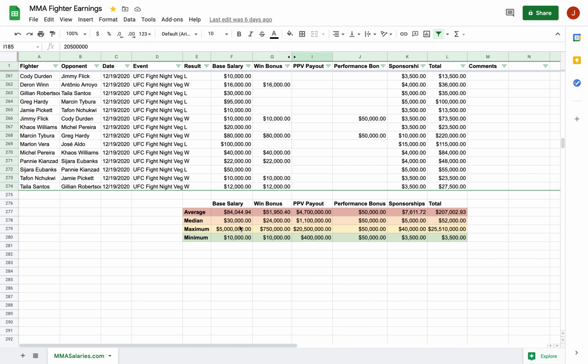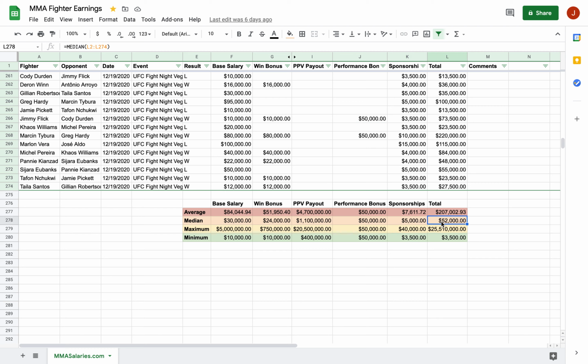So if we go back to the median, what people get is around $30,000 for the base salary. The median win bonus they get is $24,000, and the performance bonus is pretty much the same on all of them. The performance bonus is a fixed rate which gets added on top. The median sponsorship is $5,000, whereas the minimum was $3,500.